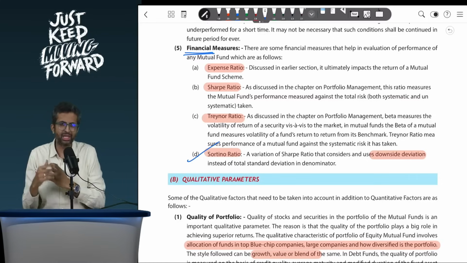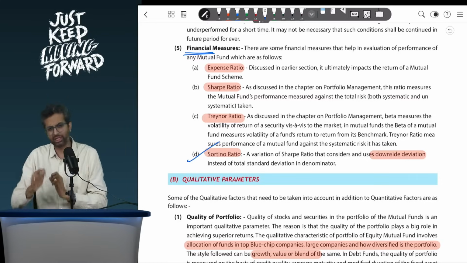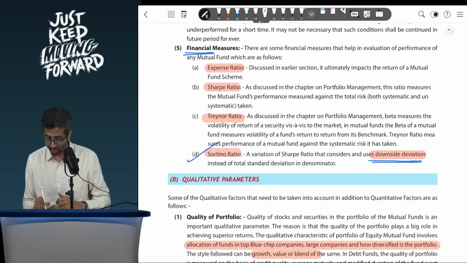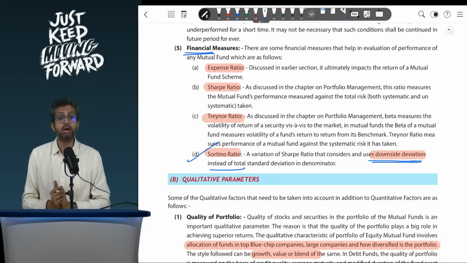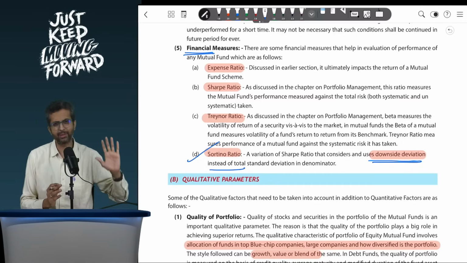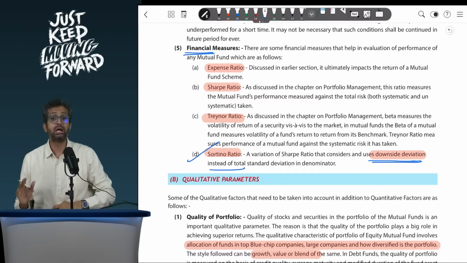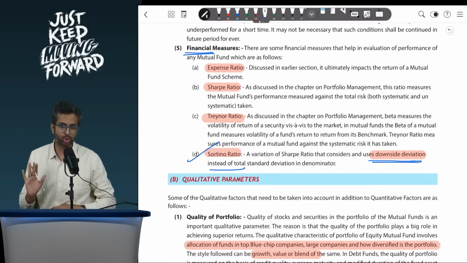That like you have the downside risk, what is the downside standard deviation? The question should tell you that, and you will take only that. So the downside deviation will be taken instead of the total standard deviation in the Sortino ratio. So if that comes in the exam, you will take the same formula, return minus the risk free rate upon the downside standard deviation, which has to be given in the question.